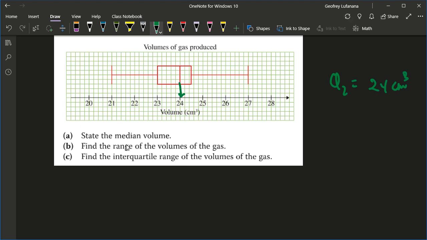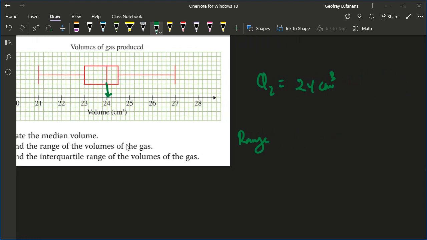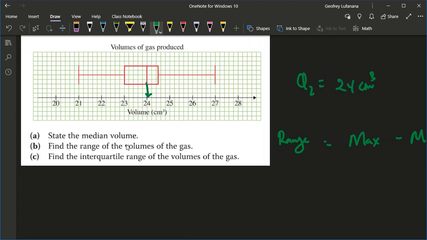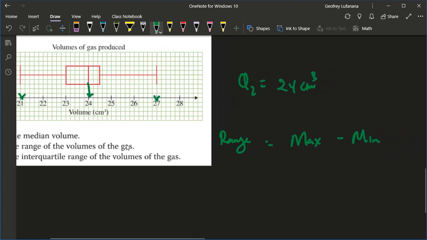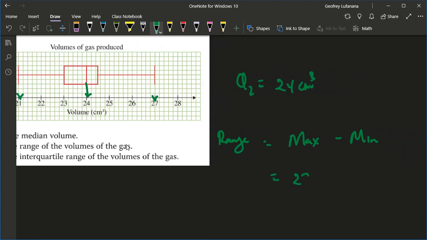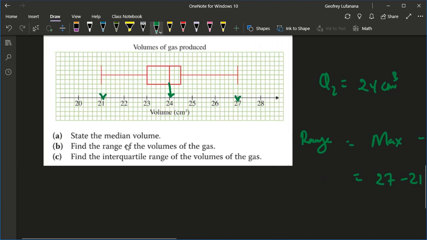The range is given by the maximum value minus the minimum value. From our graph, our minimum value is 21 and our maximum value is 27. So our range is 27 minus 21, which is 6 centimeters cubed.